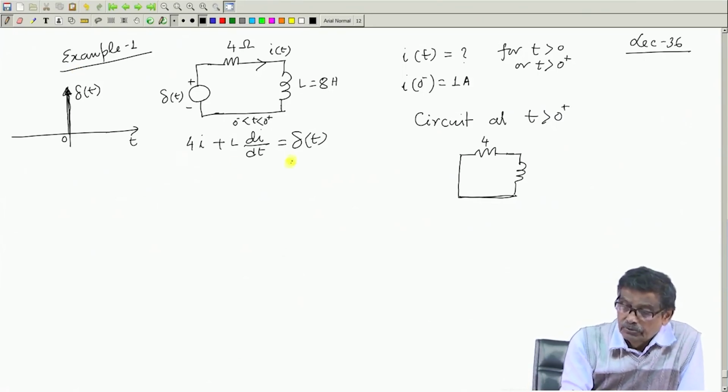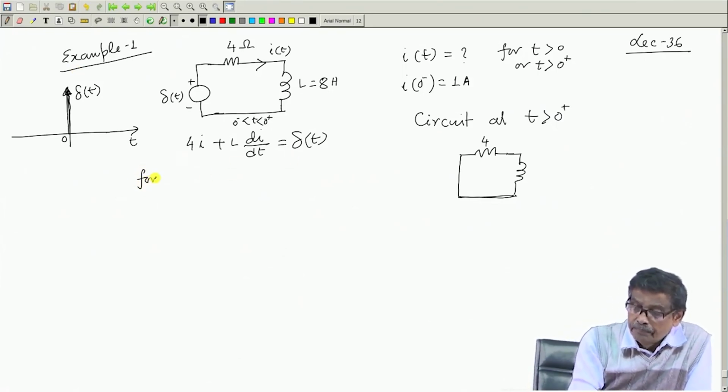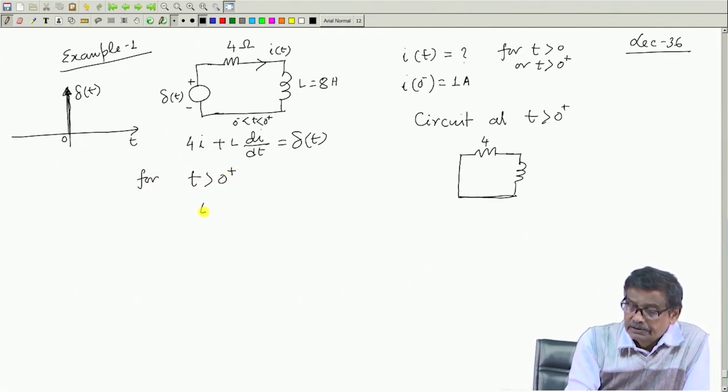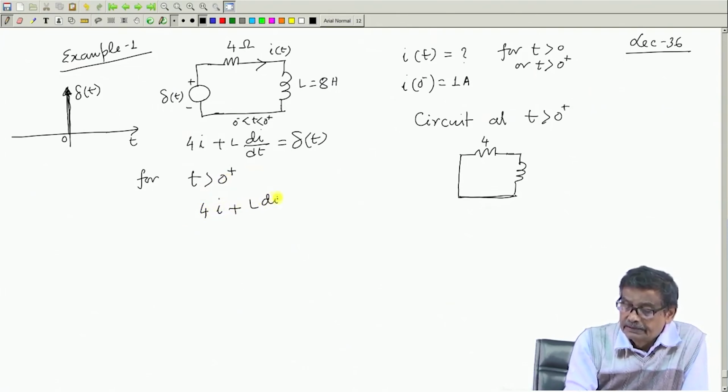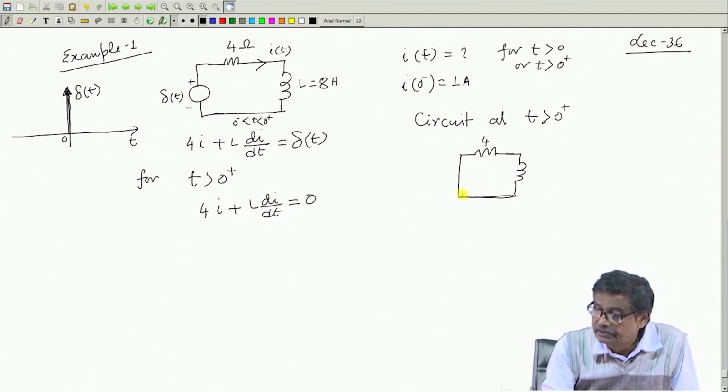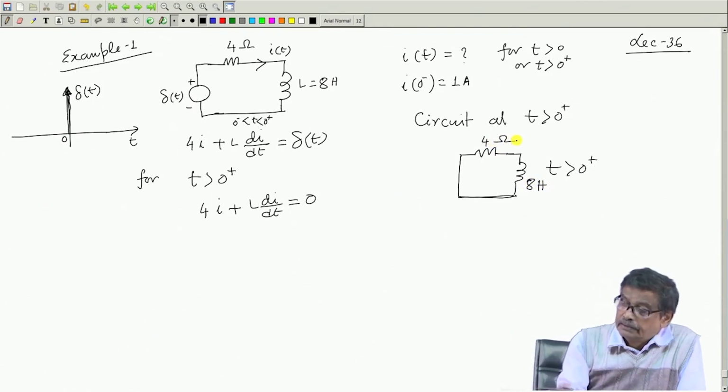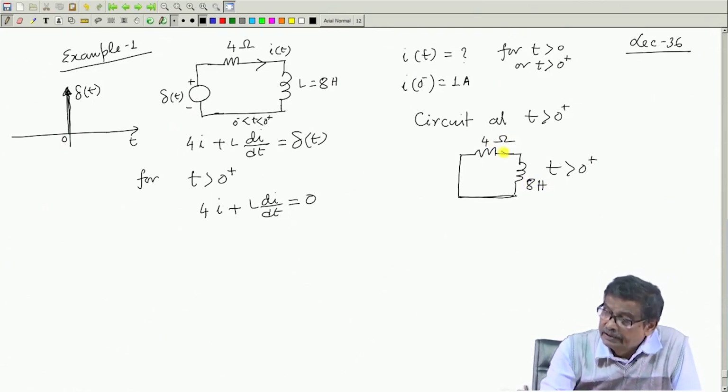Now, for t greater than 0 plus, what will be the equation? I will straight write 4 I plus L d I dt, and I am allowed to write it equal to 0 because now this is for t greater than 0 plus. This is 8 Henry and this is 4 ohm. This is the situation, and this current I want to find out, I t.